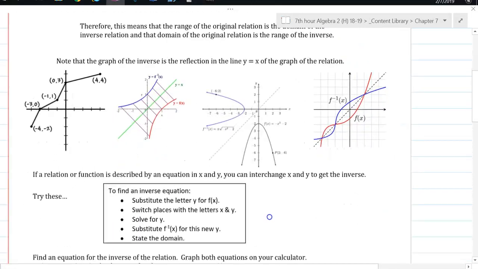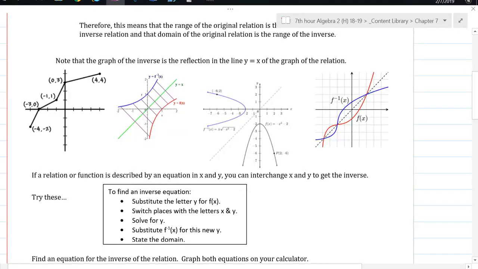So if we look at these graphs, we can start with the one on the left. We have 5 ordered pairs with this relation that I know. So I'm going to switch the domain and the range, in other words, switch the x and the y, and see what kind of graph I get. I'm going to start with 4 comma 4. If I switch 4 comma 4, I still get 4 comma 4. If I switch 0 comma 3, I get 3 comma 0. If I switch negative 1, 1, I get 1 comma negative 1. If I switch negative 3 comma 0, I get 0 comma negative 3. And if I switch negative 4, negative 2, I get negative 2, negative 4.